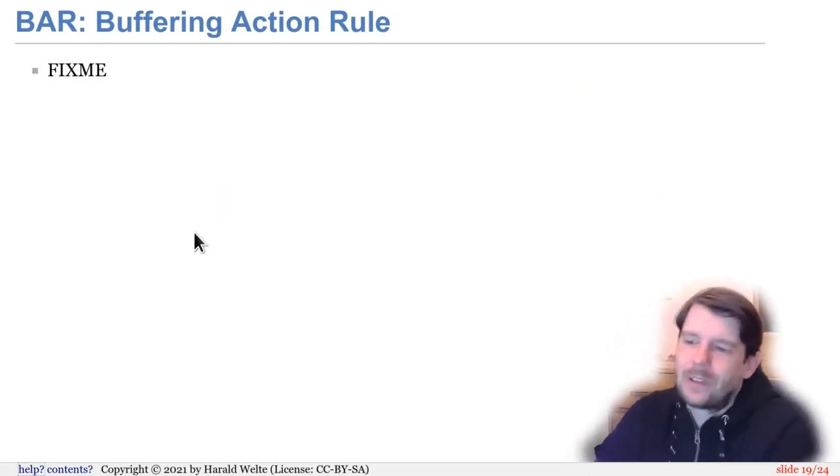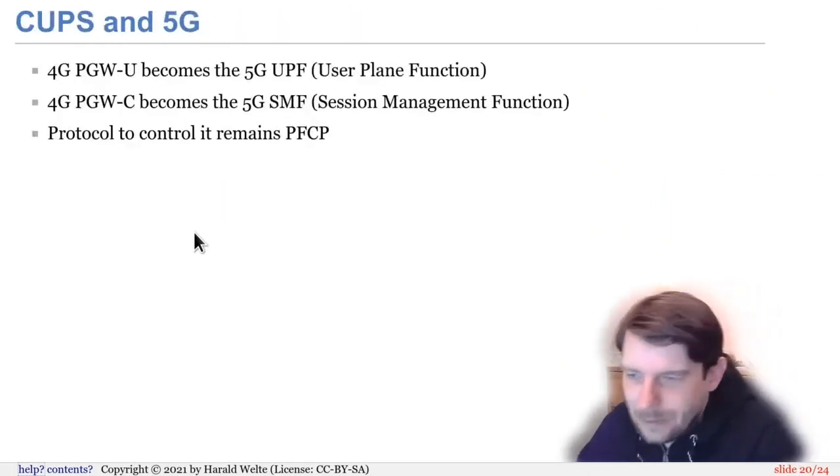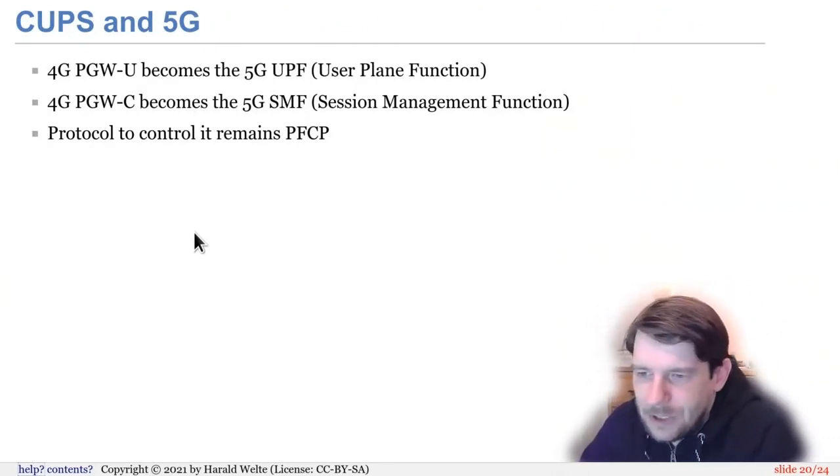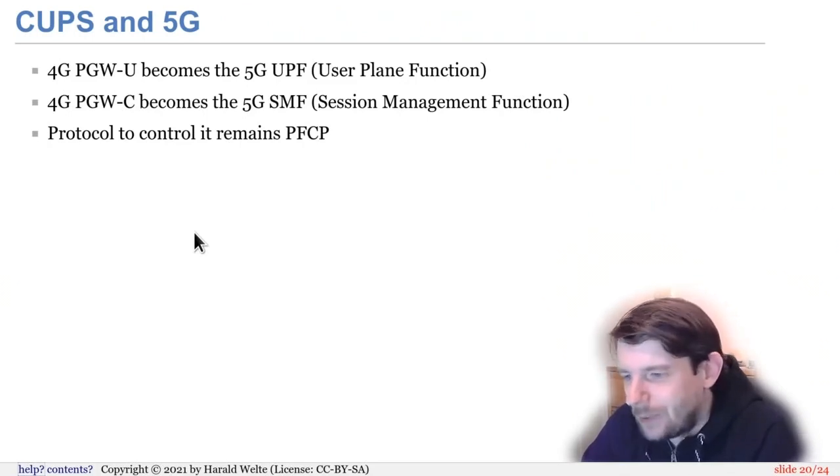A bit of outlook on how CUPS and PFCP is used in 5G. In 5G, the PGW-U, the user plane instance, becomes the UPF, the user plane function, and the control plane instance of the PGW becomes the session management function. So in a 5G core network, you would see those terminologies. Of course, everything inside 5G is a function. It's functional networking. And the protocol nicely remains PFCP.